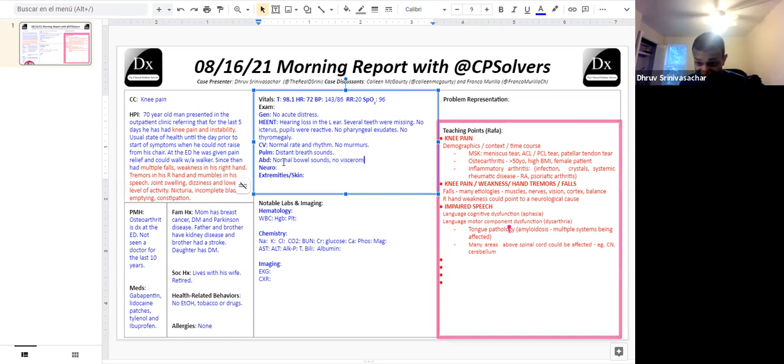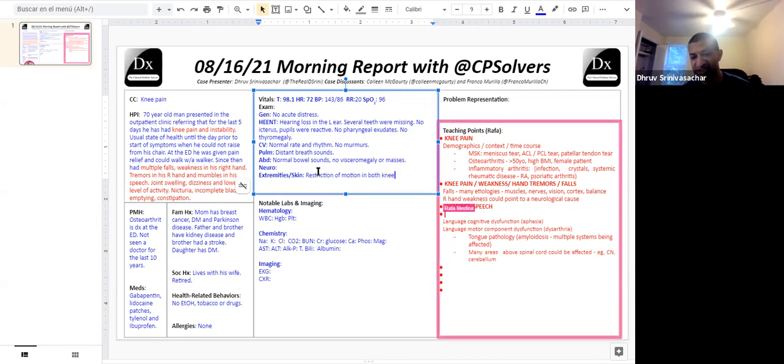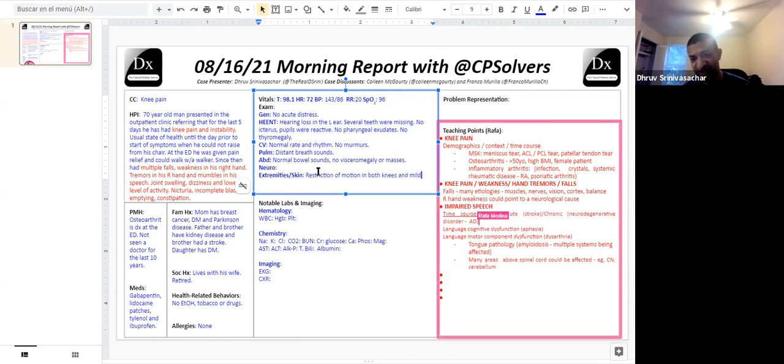MSK exam, painful active and passive range of motion, especially in flexion in both knees, and both knees had mild effusion. And by this time, they had noted that the patient had mild erythema over his left knee with some scratch marks. And the patient had attributed these changes to one of his falls.